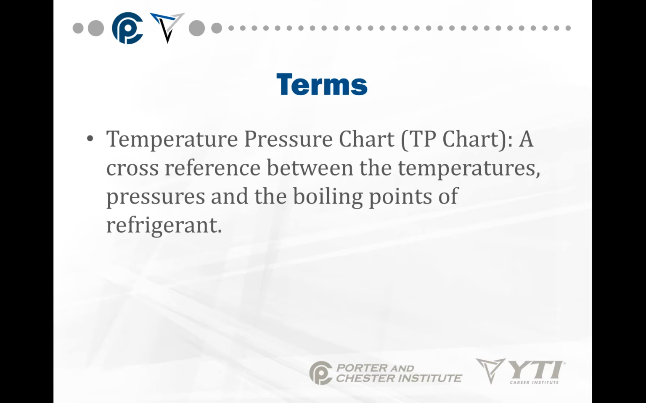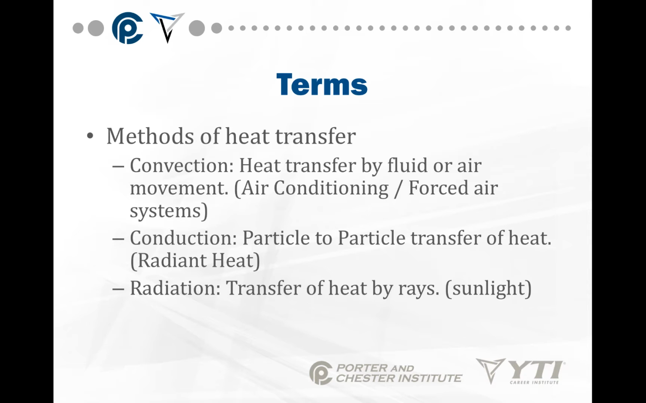A temperature pressure chart is a cross-reference between temperatures, pressures, and boiling points of refrigerants. That chart can be electronic, on an iPad, iPhone, or any other smartphone, or it could be on paper. You look down one side of the chart, find the temperature of a refrigerant, then look at the other side and you'll find the pressure points. The boiling point of the refrigerant is in the evaporator and the condenser.